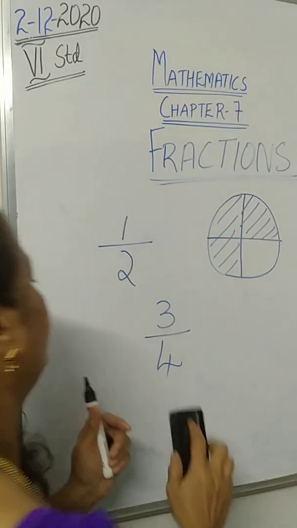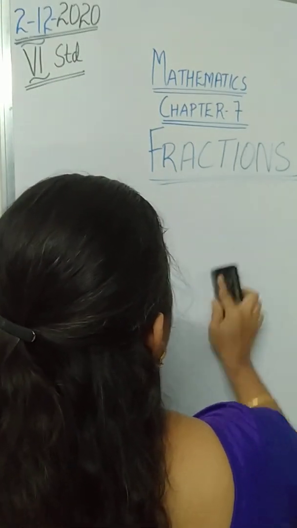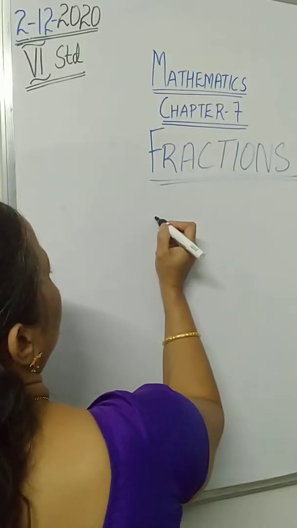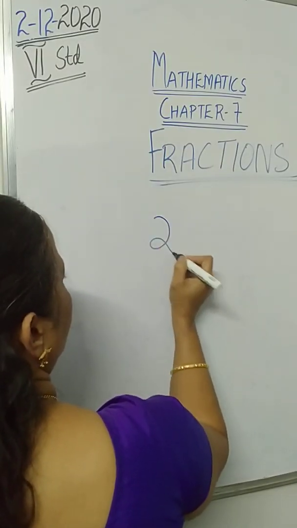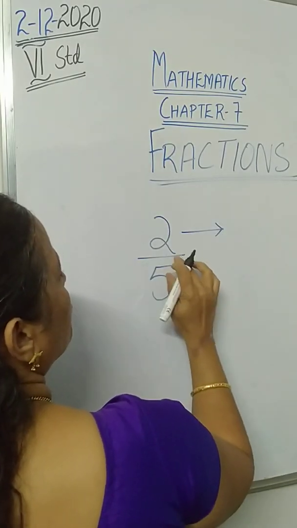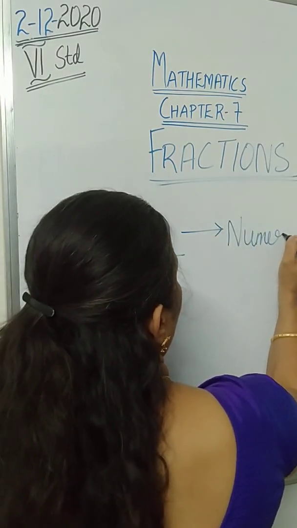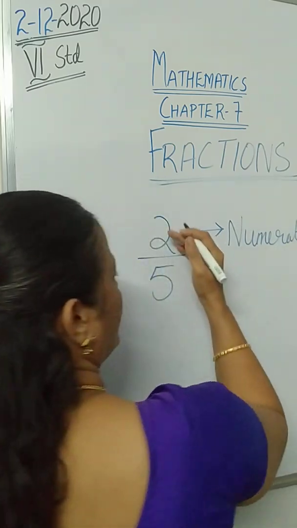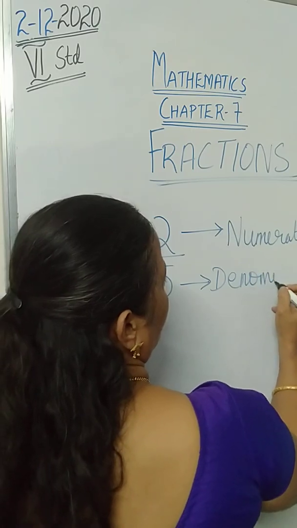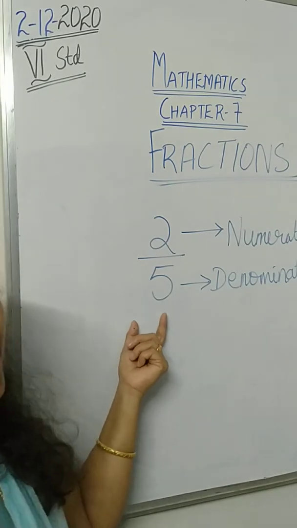Now let us see what that means. Now, a number is written like this. Suppose you take it as 2 by 5. The number which is written on the top of the line, that is 2, is called the numerator. And the number which is written below is called the denominator. Together, 2 by 5 is a fraction.